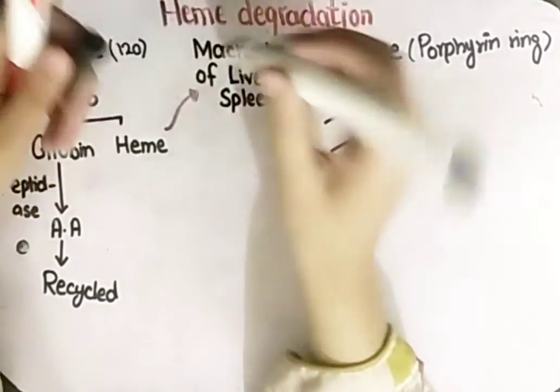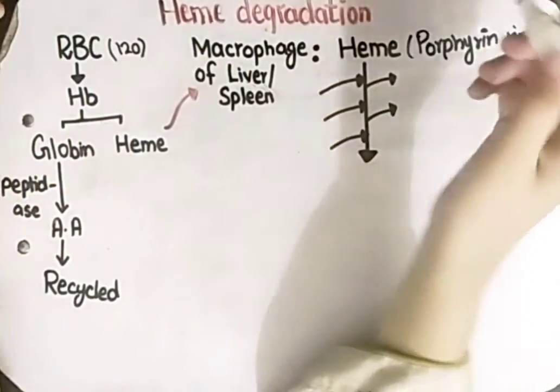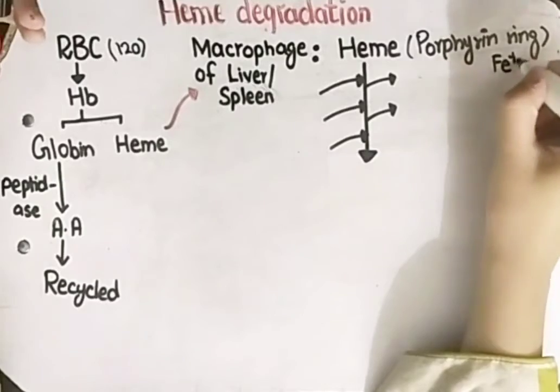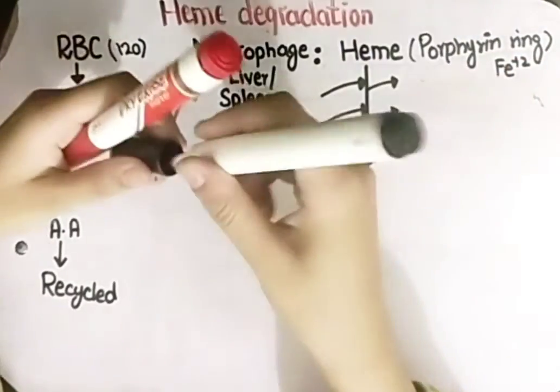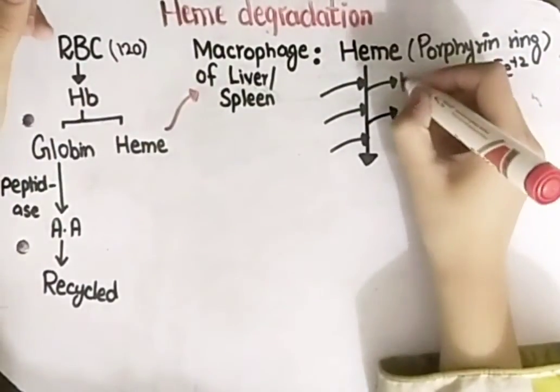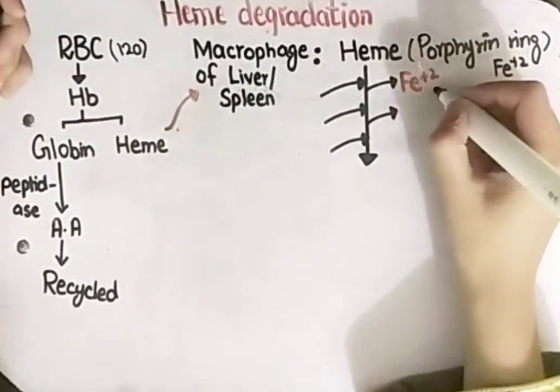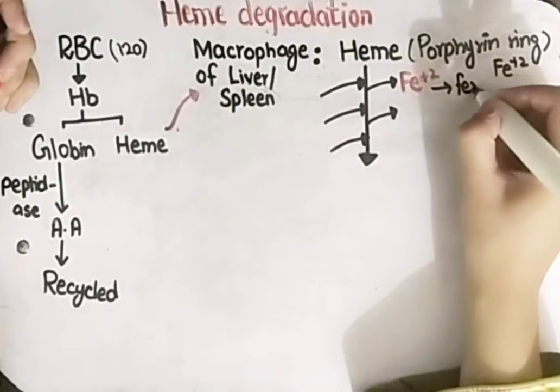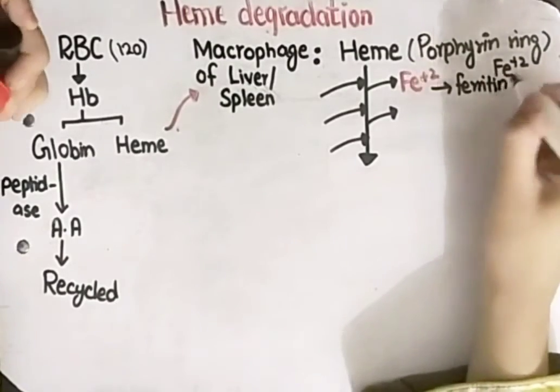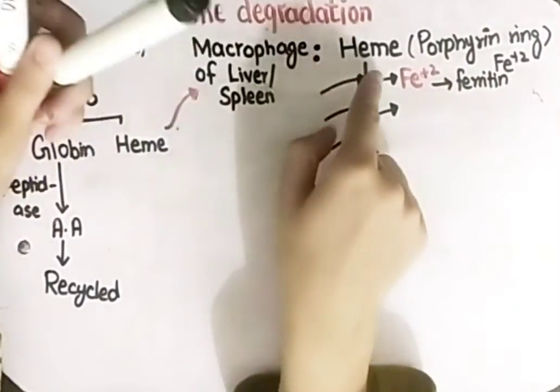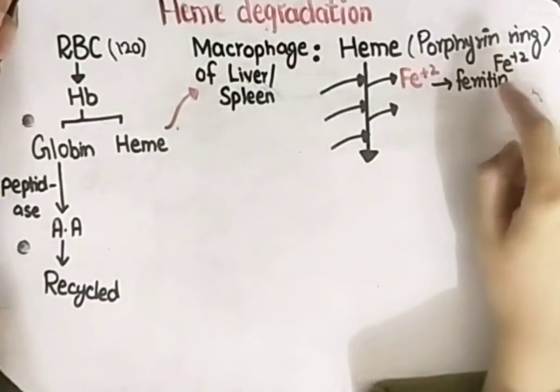So firstly, the most important component in heme is iron plus 2, and it is removed from the heme. Where does that iron plus 2 go? That iron plus 2 is stored in the form of ferritin in the body. Ferritin is the storage form of iron.